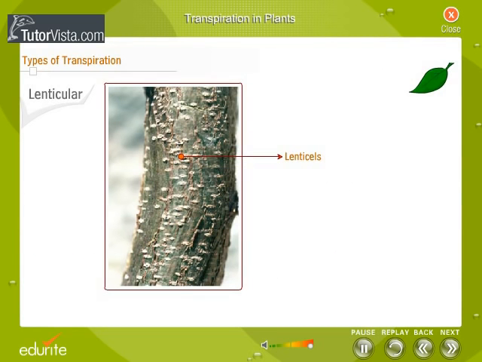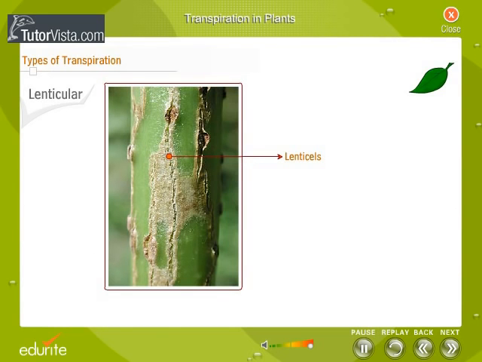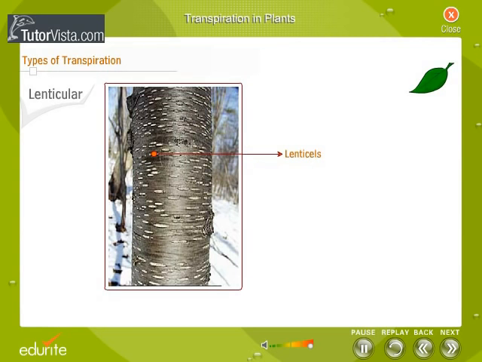Lenticular transpiration. Lenticels are minute openings on the stem, and a small amount of water is evaporated through them. Lenticels are less in number compared to the stomata.